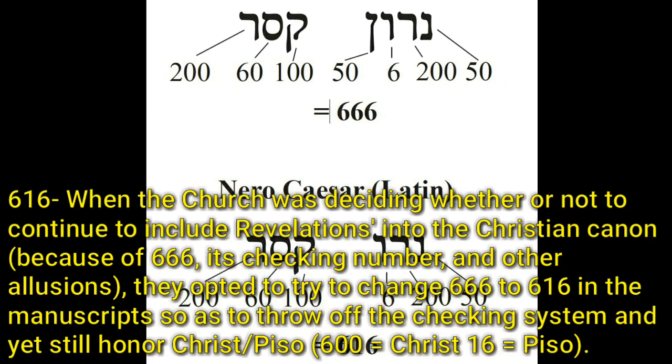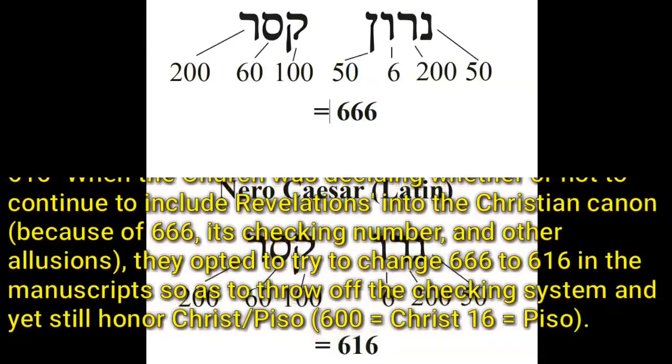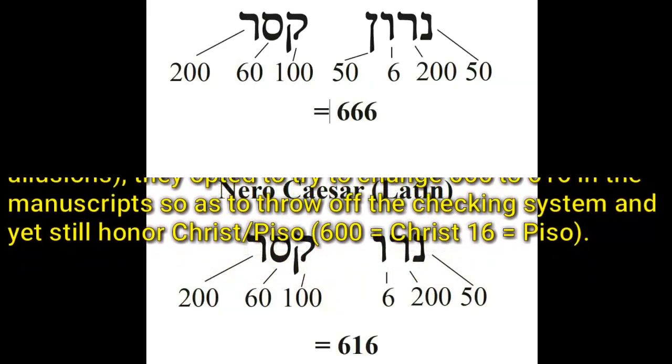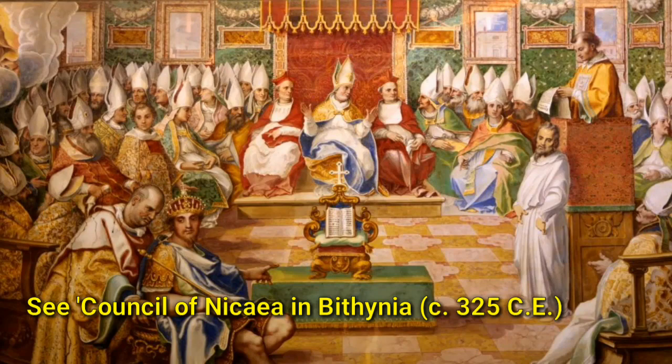616: When the Church was deciding whether or not to continue to include Revelation in the Christian canon, because of 666, its checking number, and other allusions, they opted to try to change 666 to 616 in the manuscripts so as to throw off the checking system and yet still honor Christ Piso. 600 equals Christ, 16 equals Piso. Council of Nicaea in Bithynia, c. 325 CE.